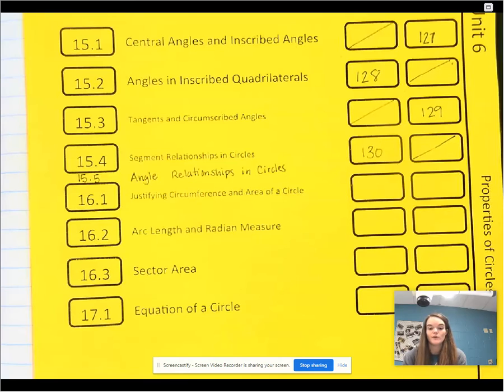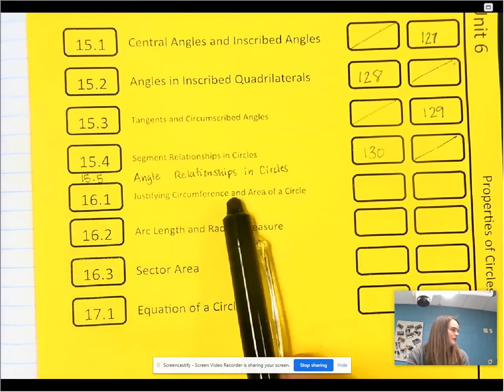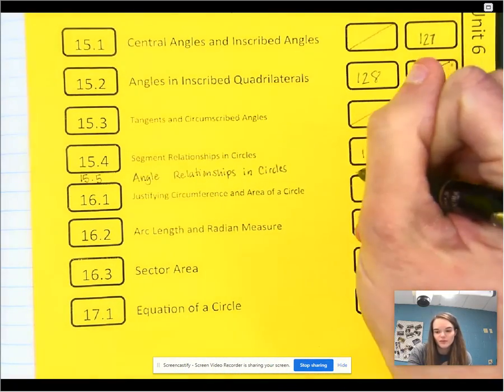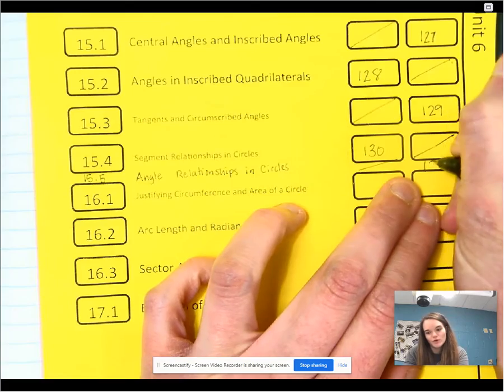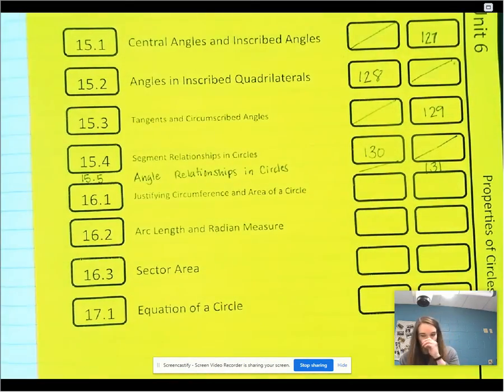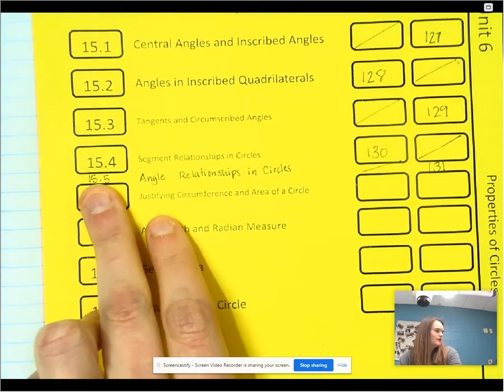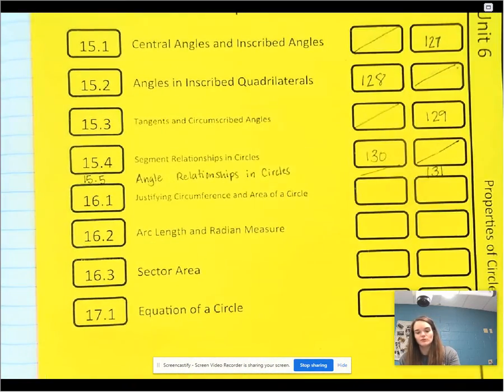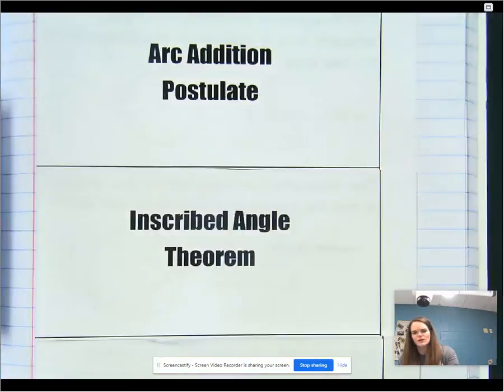Alright, so there are no new vocabulary words today. You know them all by now. Remember in the last video I told you I messed up. So it should be 15.5 angle relationships in circles today. This one is blank, and this is on 131. Okay, so sorry about that mess up, but it's 15.5 angle relationships in circles.